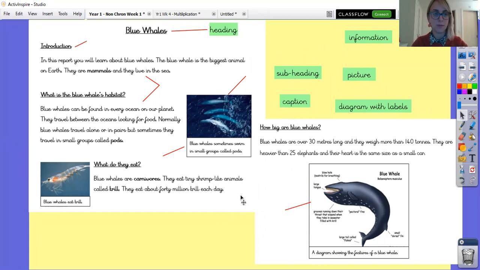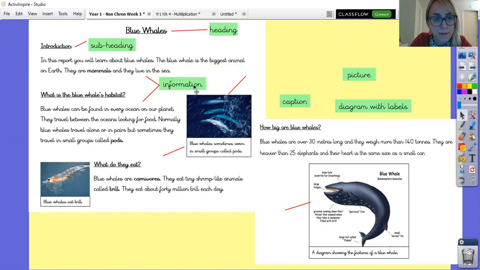Can you pause the video now and see if you can match up the rest of the features? Okay, so hopefully, year ones, you've had a go at doing that. So hopefully you have seen that this one here is another type of heading. It's a heading under the main heading, so we call that a subheading. Okay, now these red lines are pointing to two bits here. They're pointing to the information underneath the subheadings. So I'm going to label that with information.